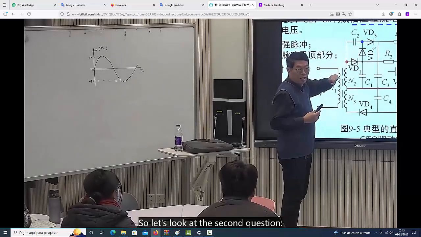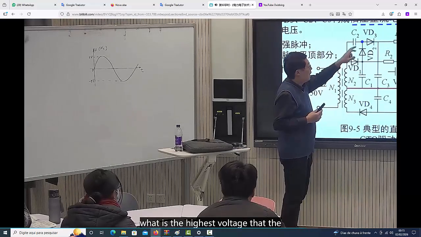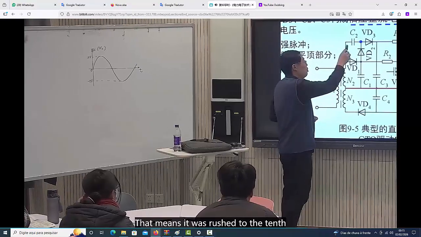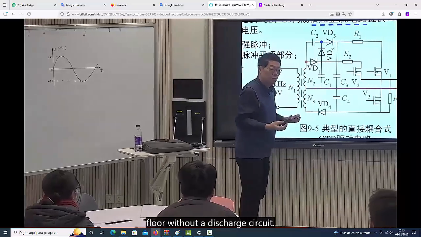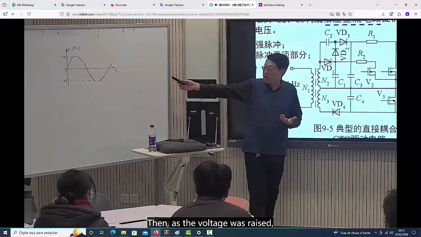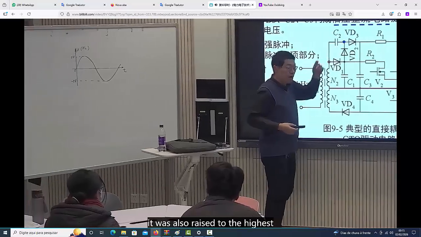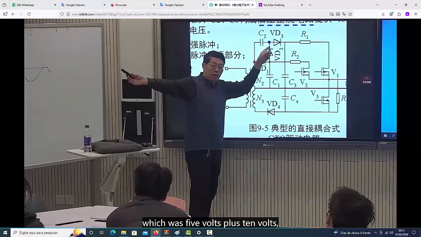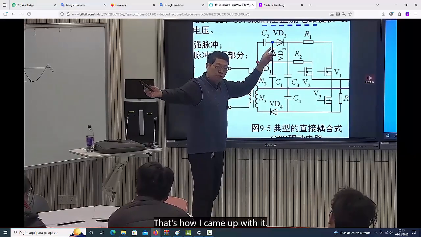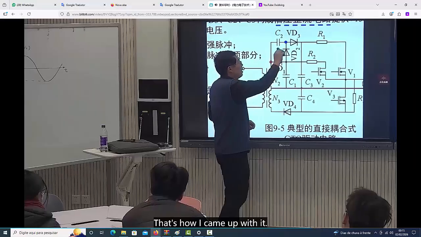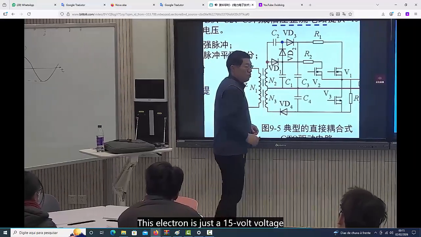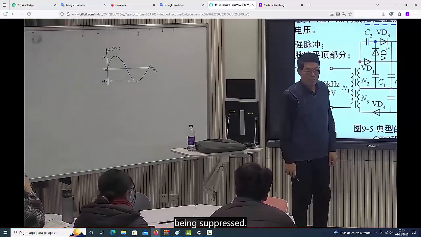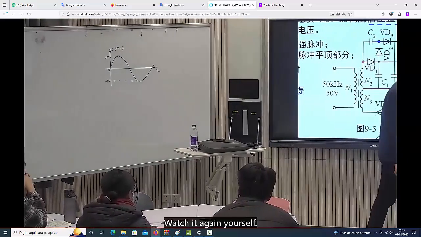So let's look at the second question. What is the highest voltage that the blue dot can reach? That means it was pushed up without a discharge circuit. Then, as the voltage was raised, it reached the highest possible voltage, which is 5 volts plus 10 volts, or 15 volts. That's how I came up with it. This is just a 15-volt voltage being pumped up. Watch it again yourself.